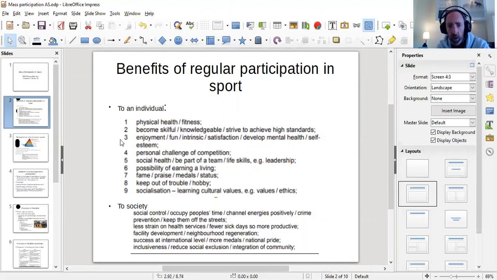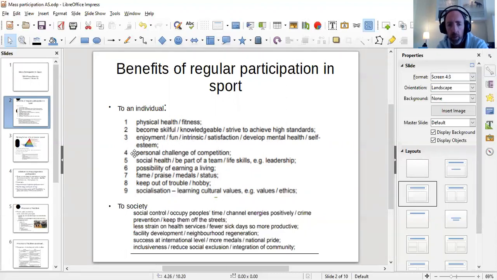A third reason, enjoyment, the fun, the intrinsic satisfaction, the benefits to mental health as well, and self-esteem. Self-esteem comes from regular participation in sport. It's going to lead to a healthy lifestyle, healthy image, improved body shape, physical conditioning, makes you feel better. Those endorphins that are released, linked to mental health, are going to make you feel good, and people appreciate that, they understand that, and they will take part in sport for those reasons.